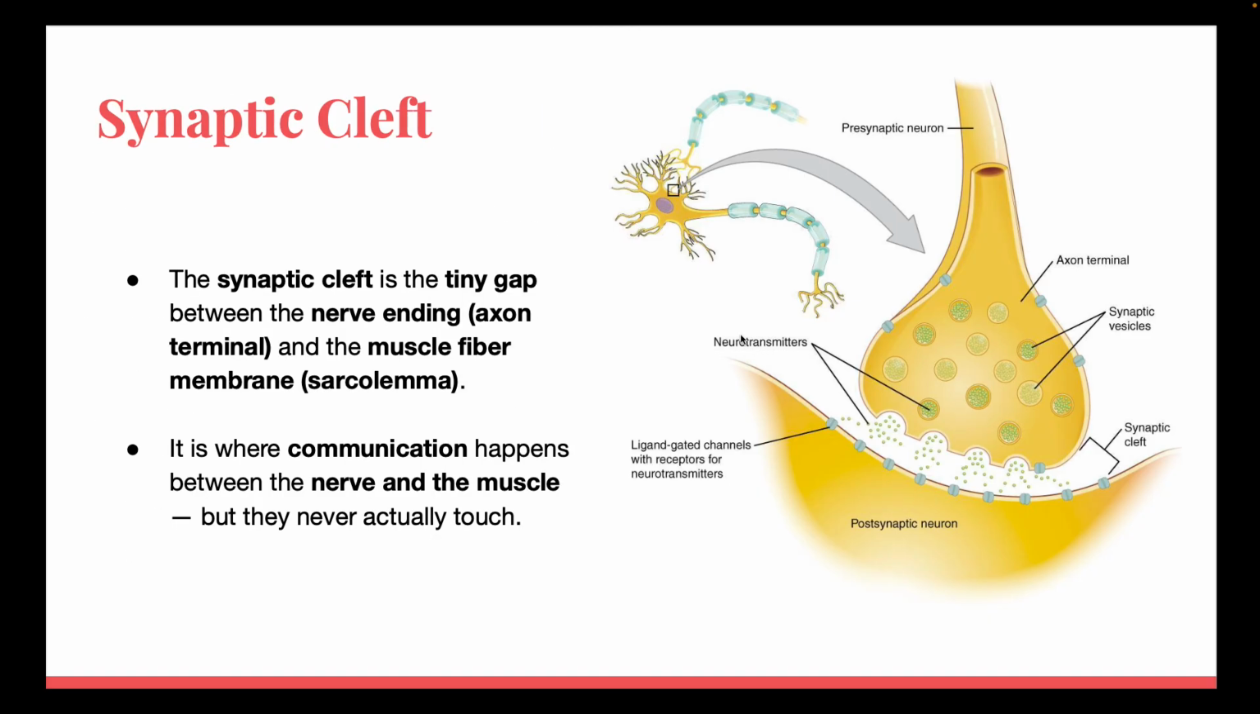So the synaptic cleft, as I said, is just a tiny gap between the nerve ending, the axon terminal, and the muscle fiber membrane, the sarcolemma. It is where communication happens between nerve and muscle. So at this particular junction, acetylcholine is binding to receptors and communication from an axon is getting to the muscle. That junction is called the neuromuscular junction. So neuron and muscle junction, we call it the neuromuscular junction. That is where this whole chemical binding and everything takes place.